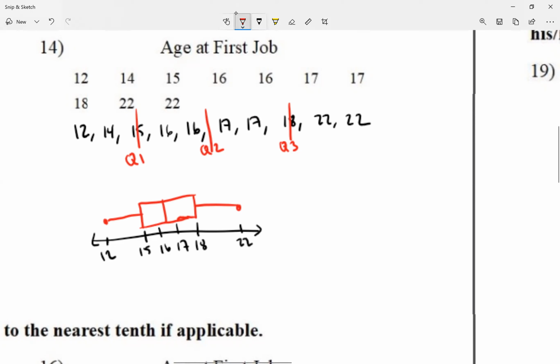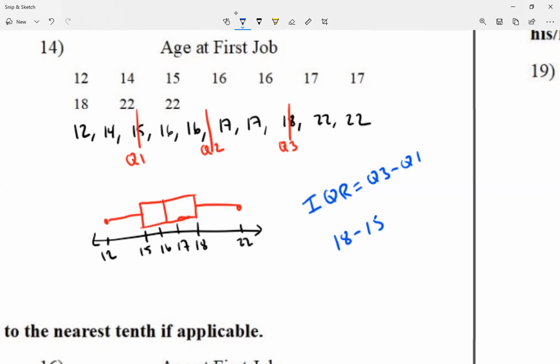The question here is find the interquartile range. Now remember, interquartile range is quarter three minus quarter one. Whether you're given the information as a list or as a box and whisker, I'm just going to go 18 minus 15. Like I said, whether you're reading this as a list or as a box and whisker, you're going to find out 18 and 15, quarter 3 minus quarter 1, happens to be 3. My interquartile range is 3.